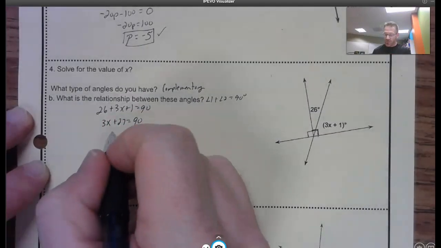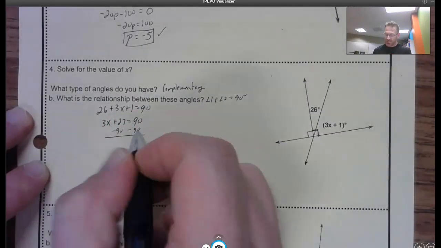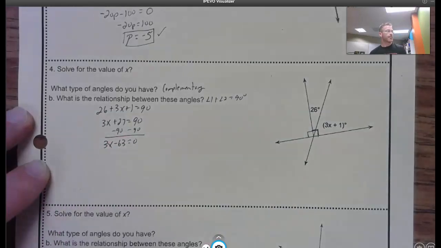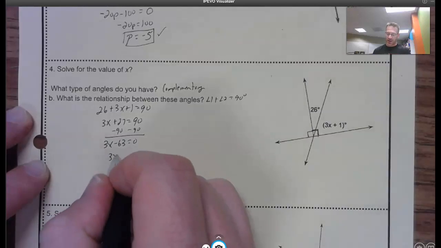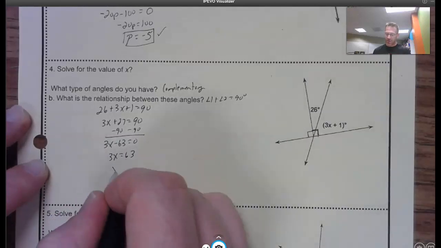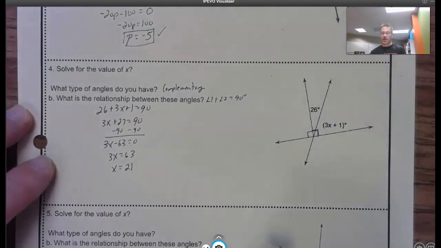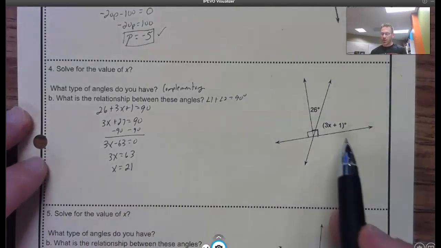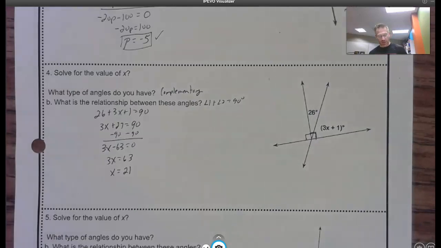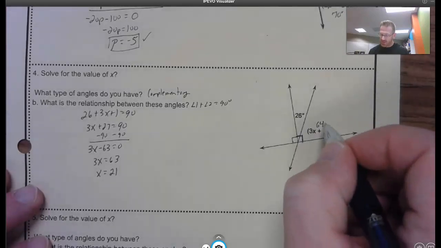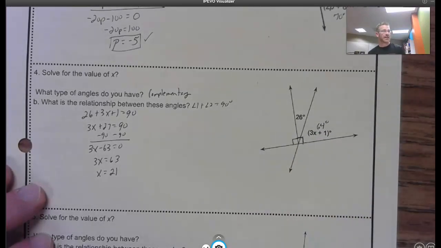Subtract 90 from both sides. So 3x minus 63 is equal to 0. And that means 3x equals 63, which means x is equal to 21. Now, once again, let's go back and plug it in. So 3 times 21 is 63, plus 1 is 64. 26 plus 64 is, in fact, 90.